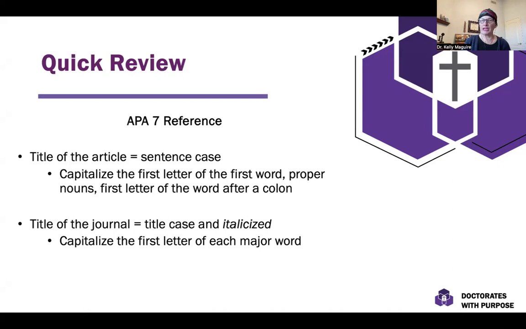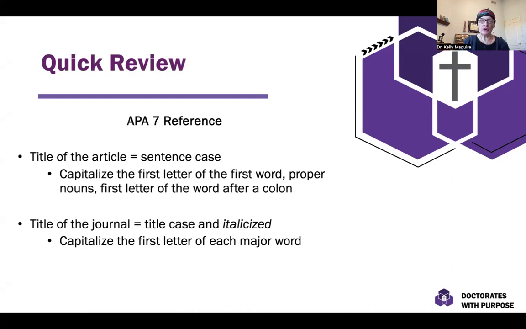So a quick review of what I covered last week. For an APA 7 reference, we have two different kinds of titles. We have the title of the article, and we have the title of the journal or the periodical that the article was published in. So let's start with the title of the article. This is written in sentence case. I'd like you to refer back to the time that you were in fourth grade, and your teacher was teaching you that a sentence starts with a capital letter. It's that same kind of thinking.